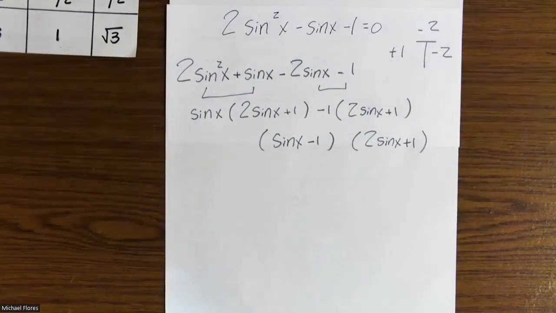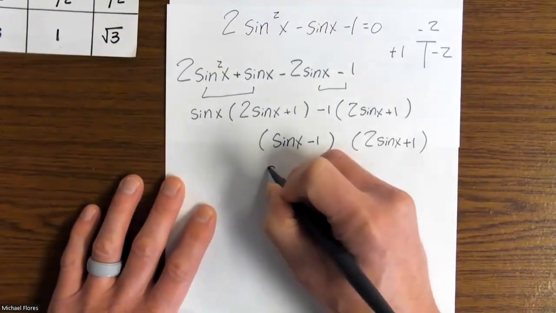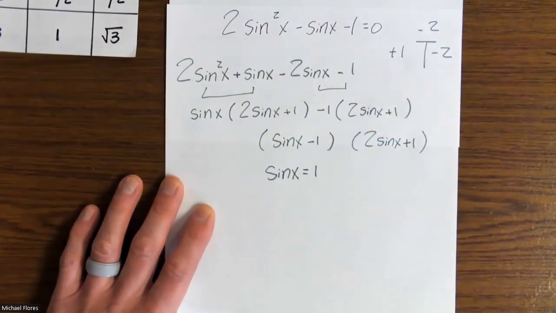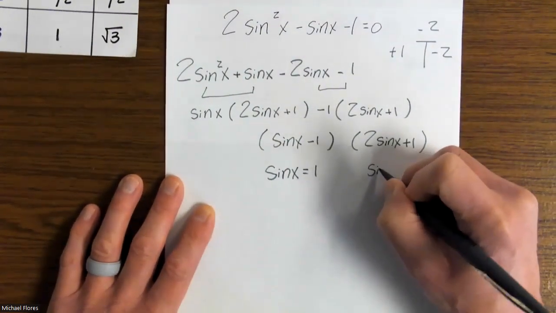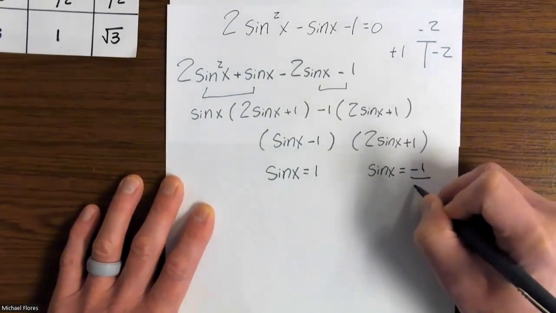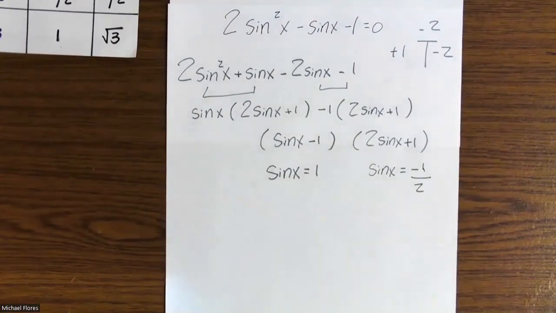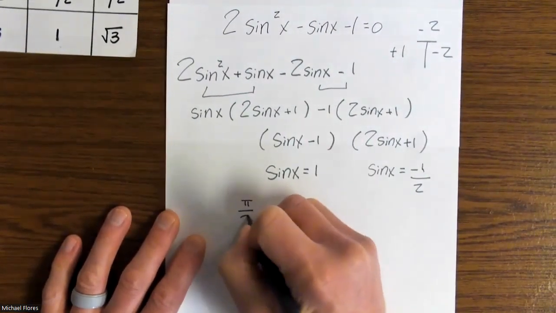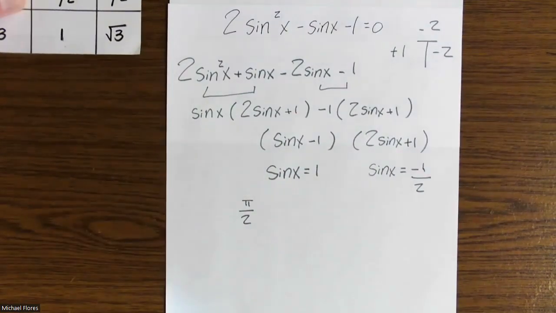Okay, now if we set each of these factors equal to 0 and solve here, for the first parenthesis, you'd have to add 1 to both sides. And in the second parenthesis, you would have to subtract 1, divide 2. All right, where is sine +1? That's a quadrant angle. That is at pi over 2.